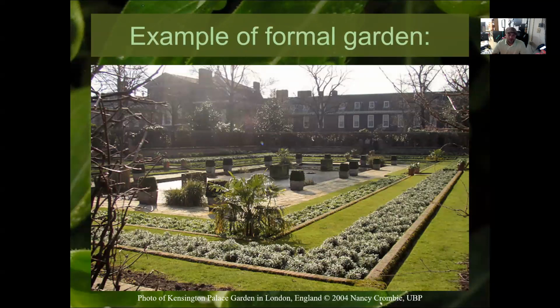An example of a formal garden. When something's formal, it's also symmetrical, where it's equal on both sides. So if we cut a line down the middle and looked at it from both sides, it would be equal. Formal gardens typically have a lot of rigid edges. All the plantings are pretty much the same, and it just has a quality, professional look to it.